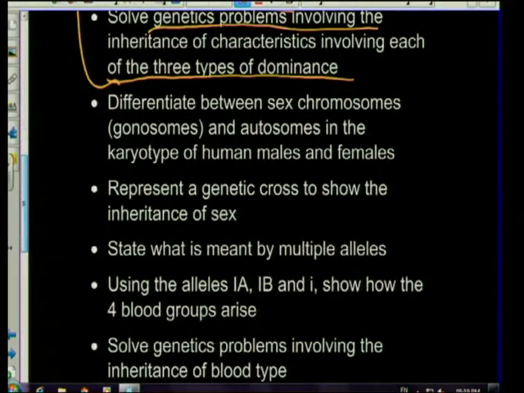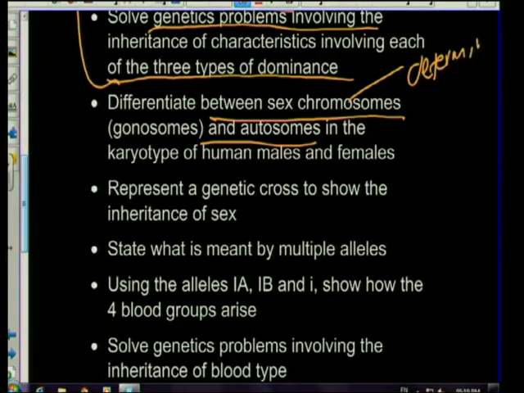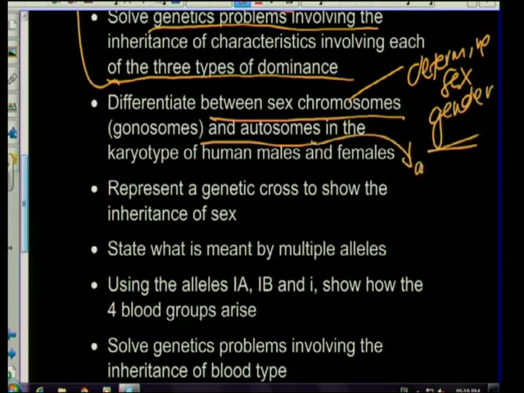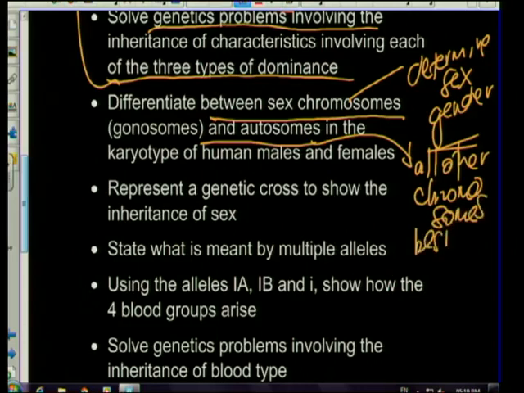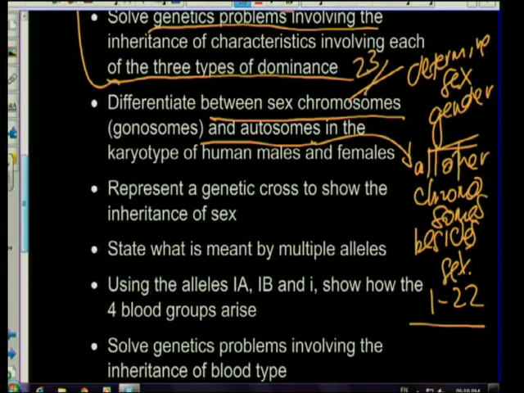You must be able to differentiate between sex chromosomes and autosomes. Sex chromosomes are those that determine sex. That means the gender, maleness or femaleness. Autosomes are all other chromosomes besides the sex chromosomes. In humans, that will be chromosome set number 1 to 22 autosomes, and sex chromosomes is the pair labeled 23.